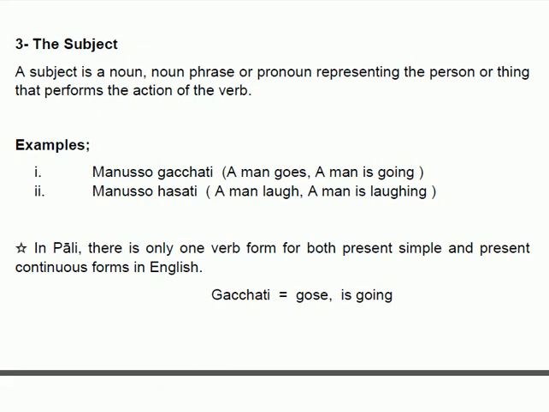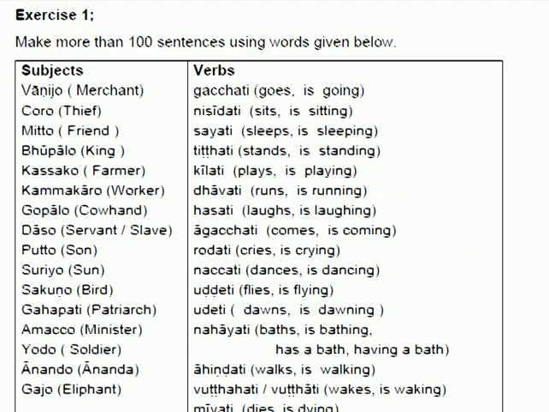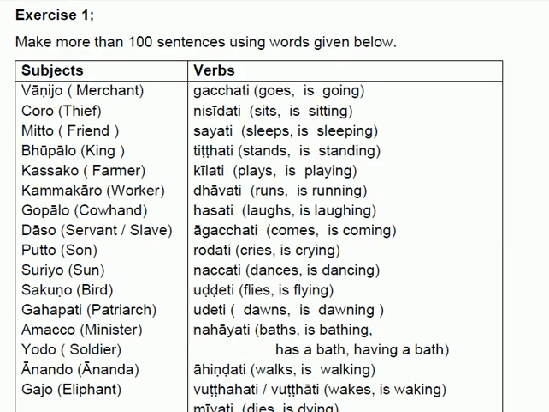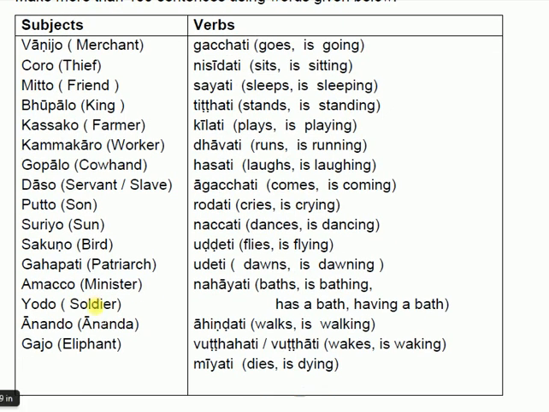All right, let's go to the page number 8. Turn page number 8. All right. Here you have your first exercise number 1. It says make more than 100 sentences using words given below. You have a box with two columns. First column shows subjects, nouns, and second column shows verbs. Okay.